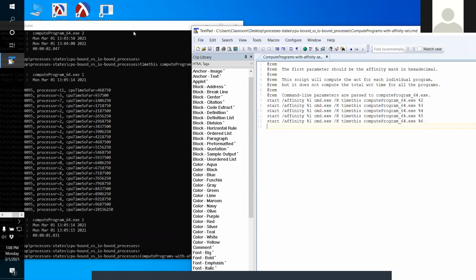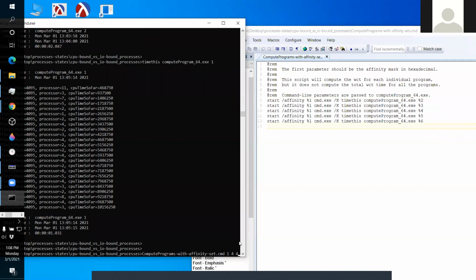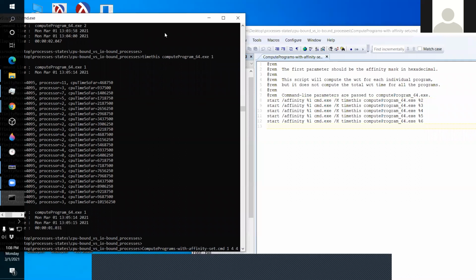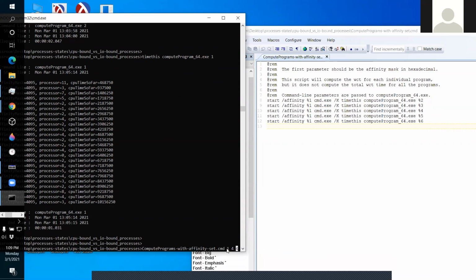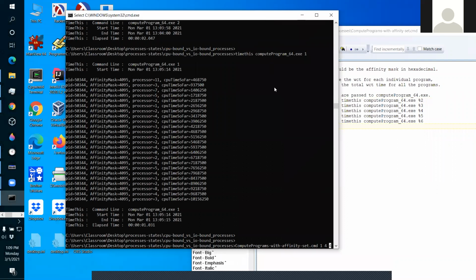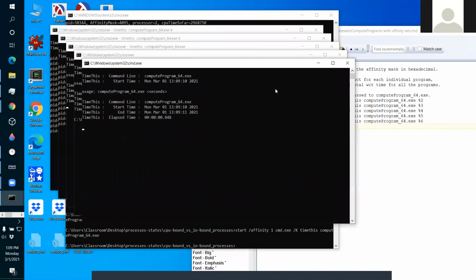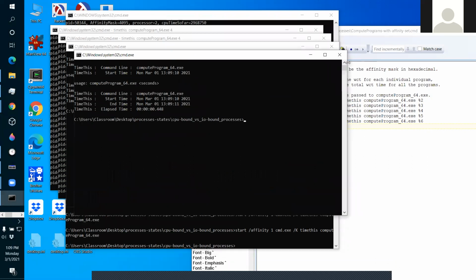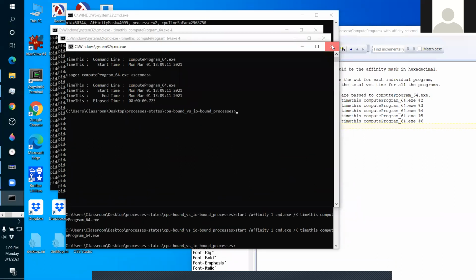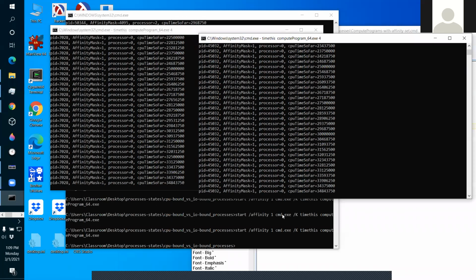Now, what that's going to do is run 2 instances of compute on 1 CPU. Now, a 4-second job and a 4-second job on 1 CPU should take 8 seconds. So now each program will get, okay, what? There's one of the ones that died. There's another one that died. And there's another one that died. There's the 2 that are running.